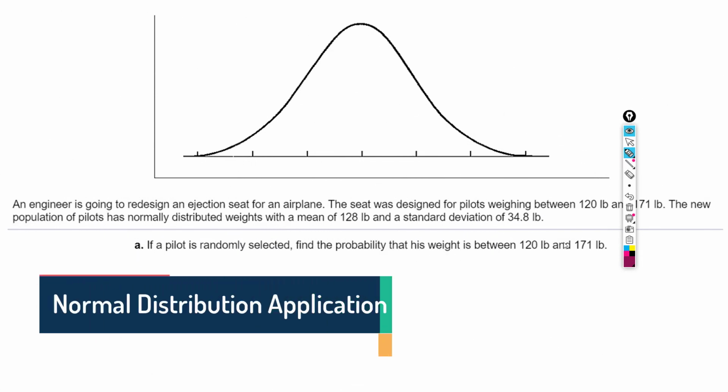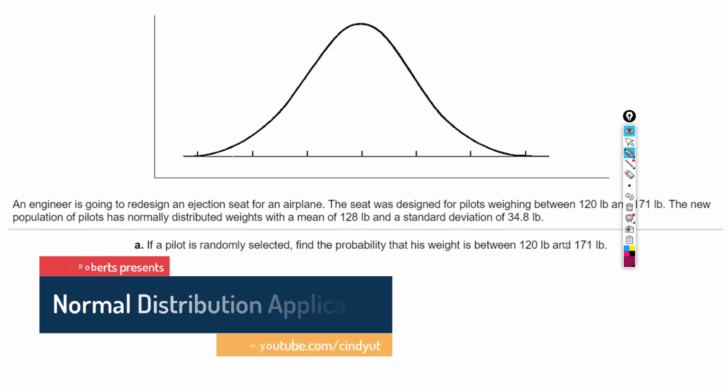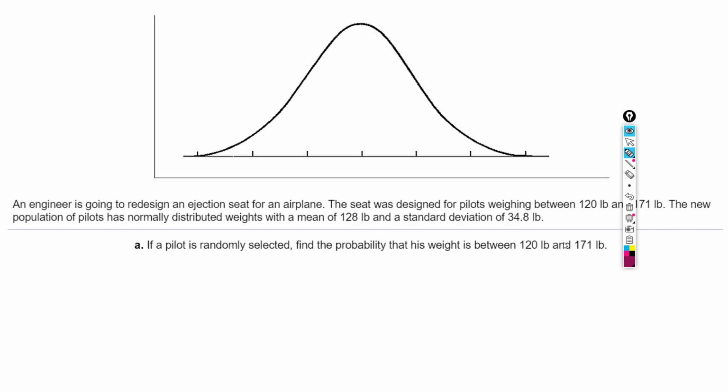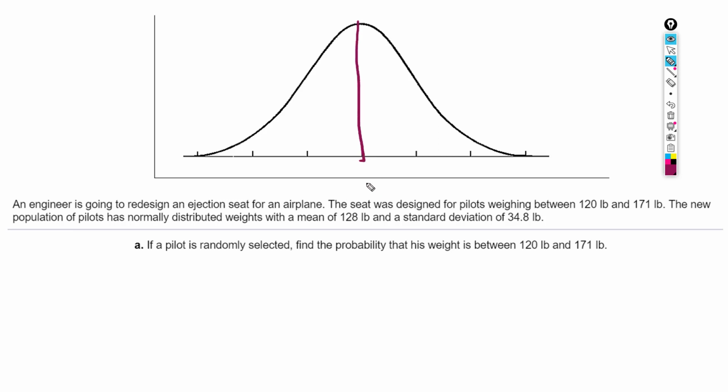All right, it says an engineer is going to redesign an ejection seat for an airplane. The seat was designed for pilots weighing between 120 and 171. And the new population of pilots have normally distributed weights. That right there tells you to draw your bell-shaped curve with a mean, right down the middle, of 128.